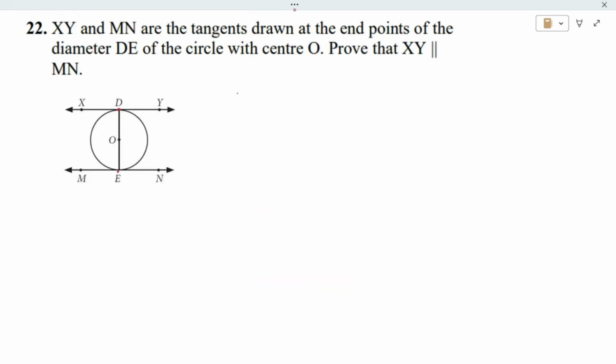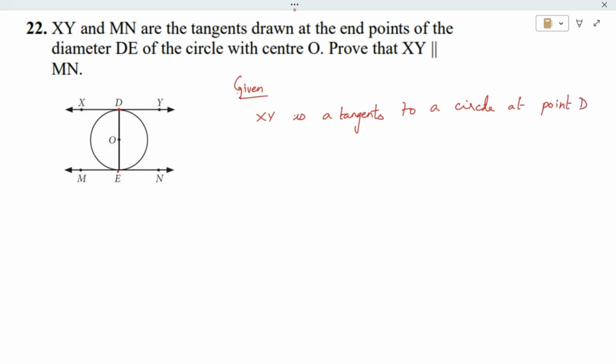Question number 22. XY and MN are tangents drawn at the endpoints of a diameter. First write the given. XY is a tangent to a circle, and it touches at a point D. So you have to write XY is a tangent to the circle at point D.